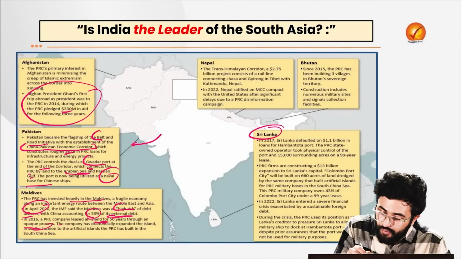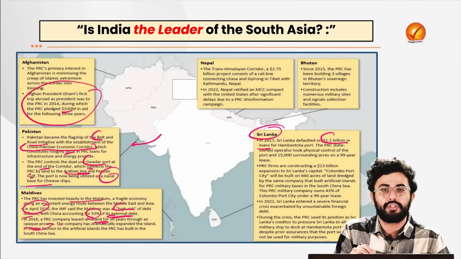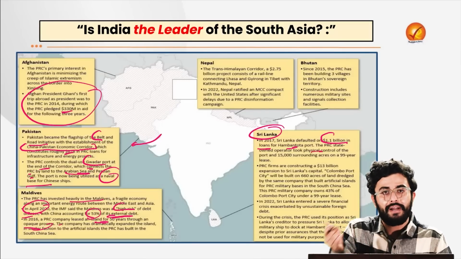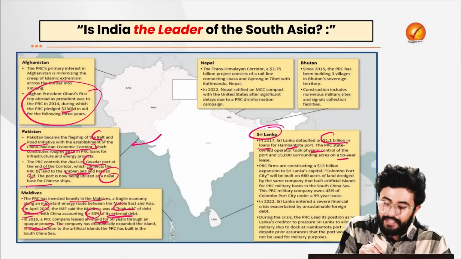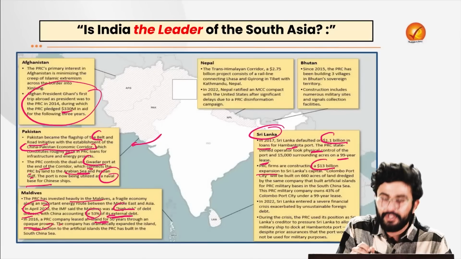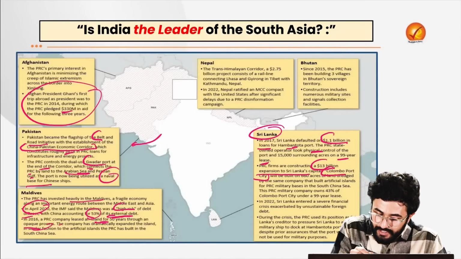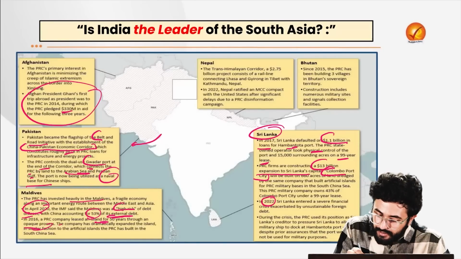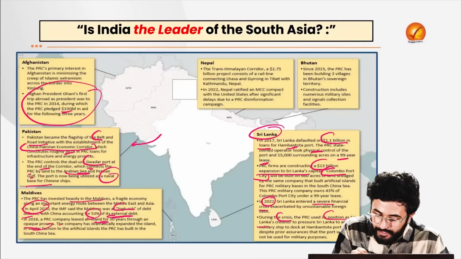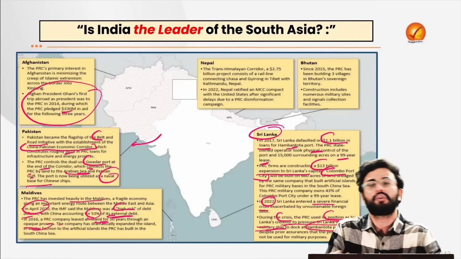So when Sri Lanka defaulted on $1.51 billion loans for Hambantota port, it was actually taken over by China for a 99-year lease. Then it is constructing a $13 billion expansion to Sri Lanka's capital with Colombo Port City. When again in 2022, Sri Lanka entered several financial crises. During the crisis, China actually positioned as Sri Lanka's creditor to pressure Sri Lanka to allow a military ship to dock at Hambantota port.